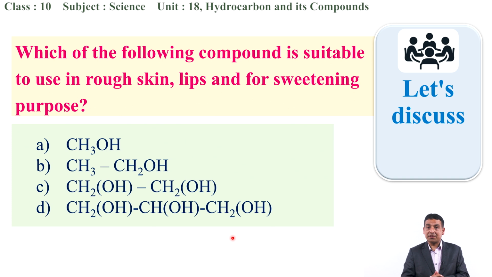We have just had our discussion that the first one is methanol, the second one is ethanol, the third one is glycol, and the fourth one is glycerol. So which of the following compounds is used to soften the skin: methanol, ethanol, glycol, or glycerol? Which one is the correct answer? Okay, the fourth one, because glycerol is used to soften rough skin as well as lips, and it is used for the sweetening of food materials.